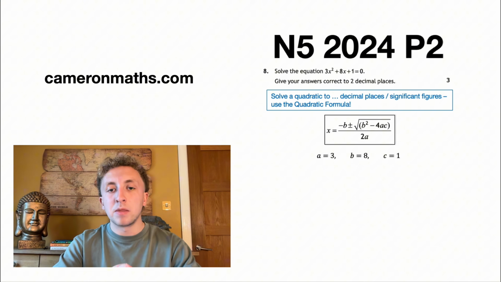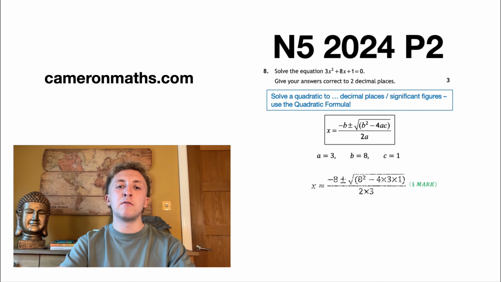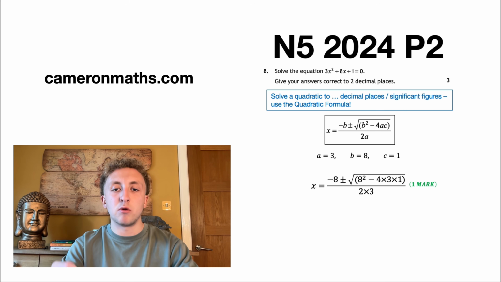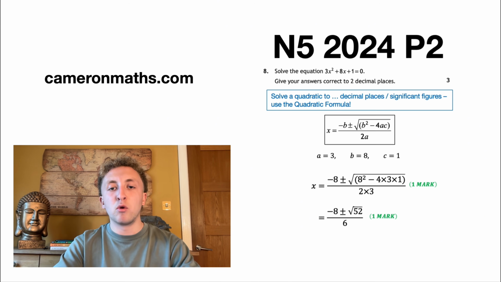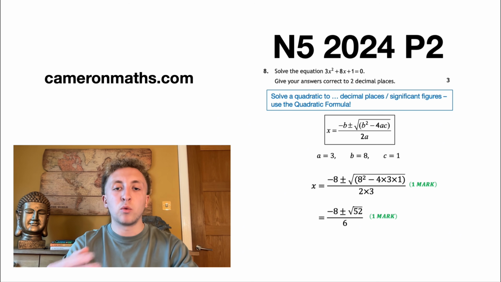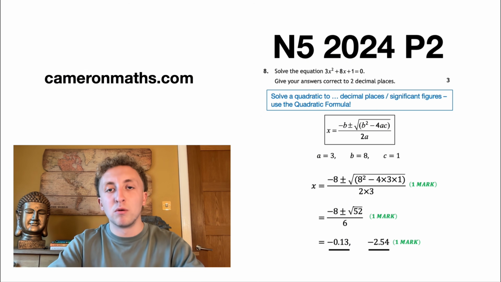So a is going to be 3, b will be 8, and c is the 1 at the end. Subbing that in, we get negative 8 plus or minus the square root of 8 squared minus 4 times 3 times 1 all over 2 times 3. Now you can get marks along the way by solving what's under that square root next. 8 squared is 64, minus 4 times 3 times 1 comes to 52. That's negative 8 plus or minus the square root of 52 over 6, and then all that's left to do is put that in the calculator twice, once with the negative and the second time with the positive, and we get negative 0.13 and negative 2.54.